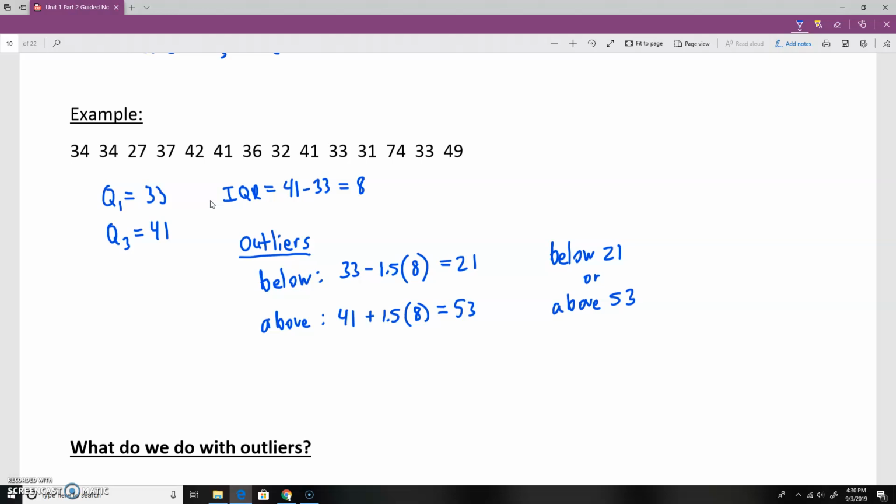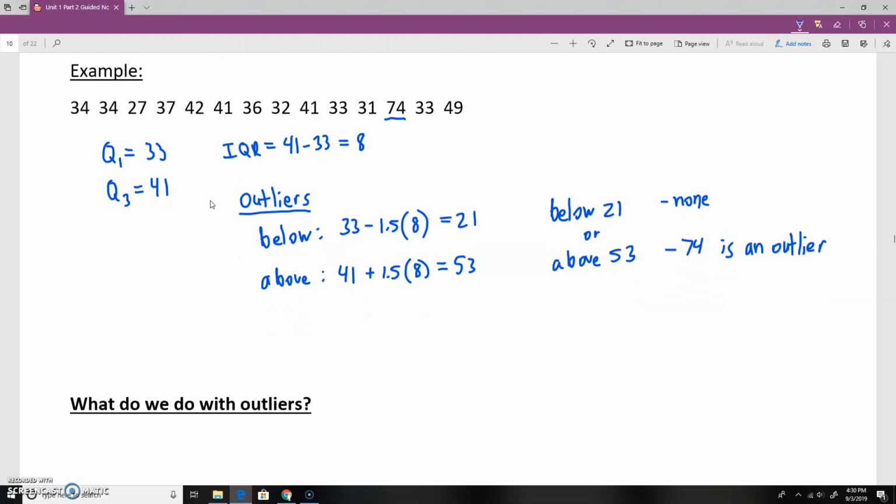Well, let's look at our data. Do we have anything below 21? It's really none there. Okay. What about above 53? We do have a value of 74. So 74 is an outlier according to this method.